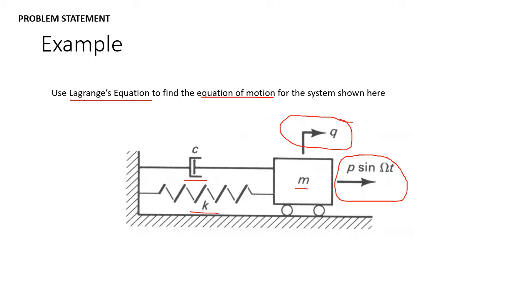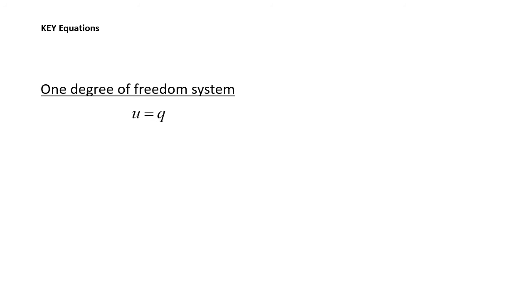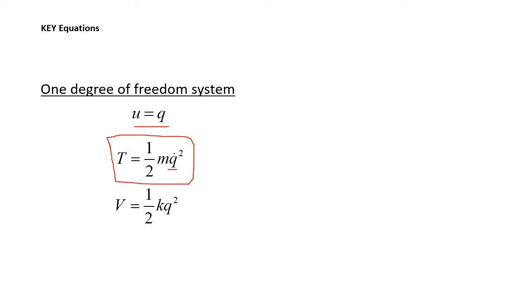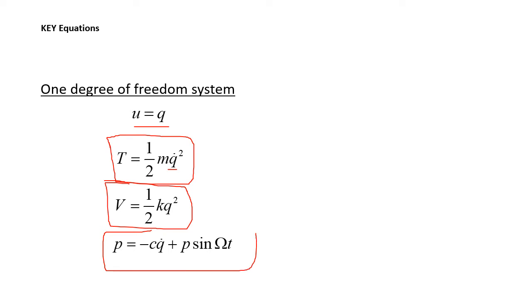So we just need to get this in the right form, put it into Lagrange's equations, rearrange, and solve for our equation of motion. This is a 1 degree of freedom system, so we're going to let u equal q. For this, we now have our kinetic energy, T, equal to 1/2 m q dot squared. We have our potential energy, V, equal to 1/2 k q squared. And we have our P equal to negative c q dot plus P times the sine of omega t.